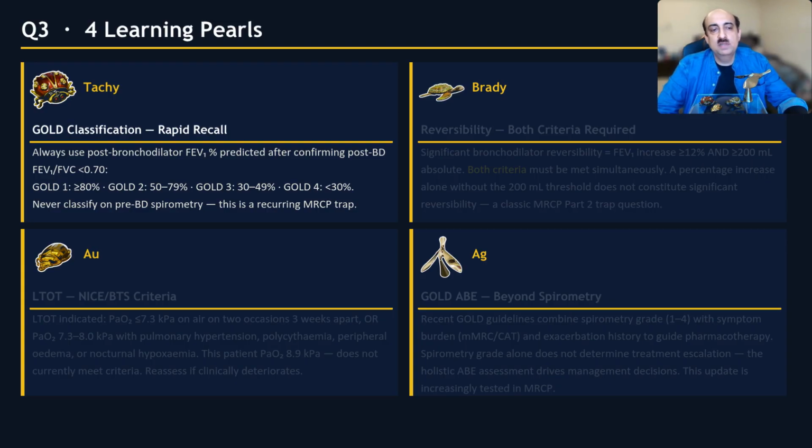4 key learning pearls. Number 1, the GOLD classification rapid recall. You can think of TECI or AU, either of them. The first step is confirmation of obstructive airway disease with an FEV1 to FVC ratio of less than 0.7 or 70%. Once that is confirmed, then you go on to the severity based on FEV1 in terms of GOLD 1, 2, 3, 4 with above 80%, 50 to 79, 30 to 49, and below 30%. We've just discussed it. And never classify on the basis of pre-bronchodilator spirometry. This is a recurring exam trap in questions.